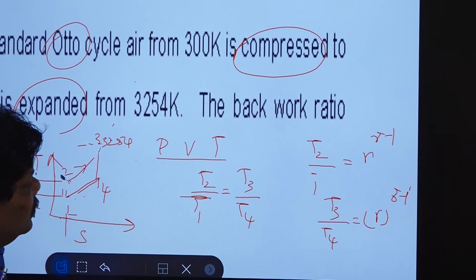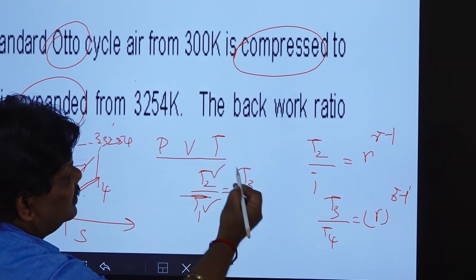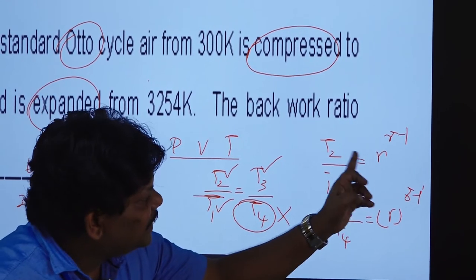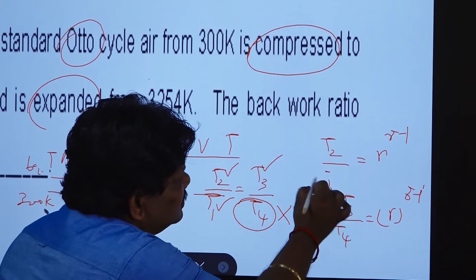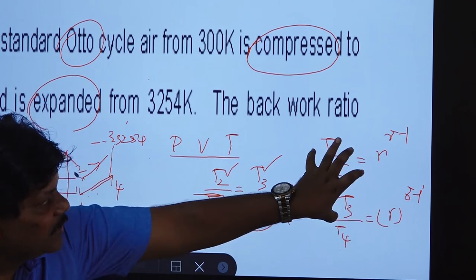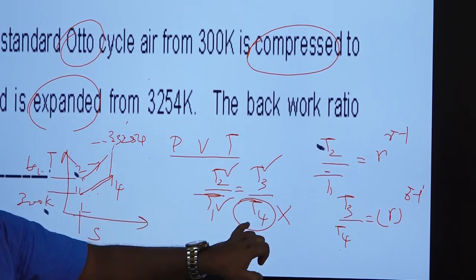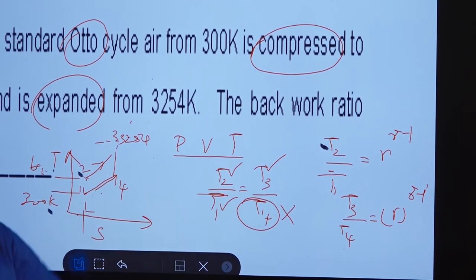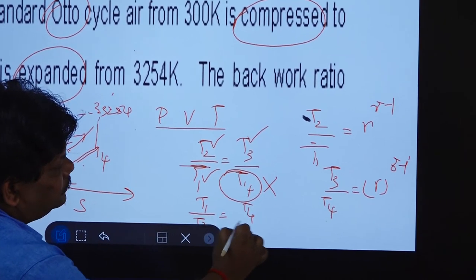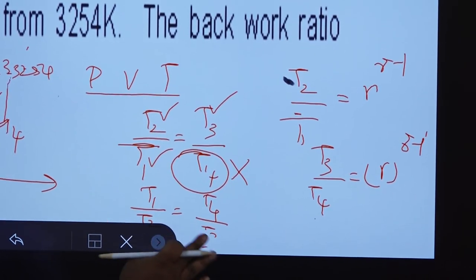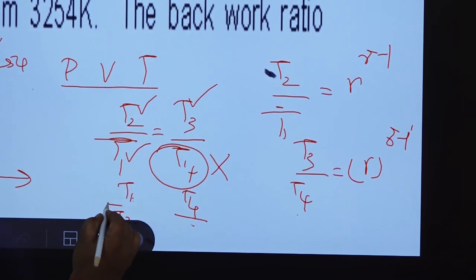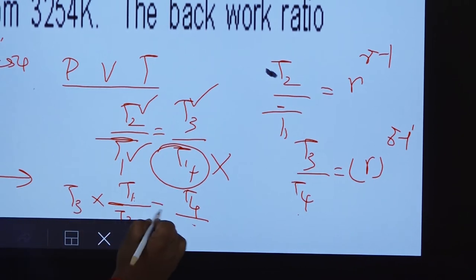Okay, in this question you know the values of T1, T2 and T3, so the only unknown is T4. Because T2 by T1 is equal to r power gamma minus 1, and T3 by T4 is also equal to r power gamma minus 1, you can equate these two sides, and the only unknown is T4. So you can find the value of T4. Interchange the numerator and denominator, so now T4 is equal to T1 by T2 into T3.